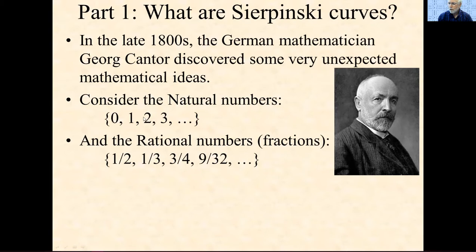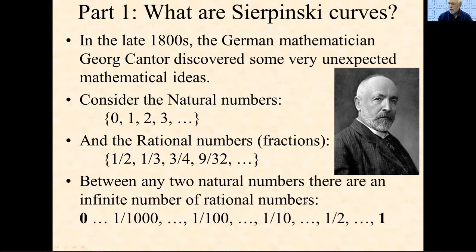Notice that 2 is also a rational number. We can write it as 2 over 1. 3 is a rational number, and so forth. So the natural numbers are a proper subset of the rationals. In fact, between any two natural numbers, for example, 0 and 1, there are an infinite number of rational numbers.